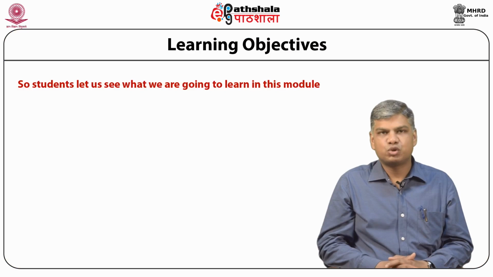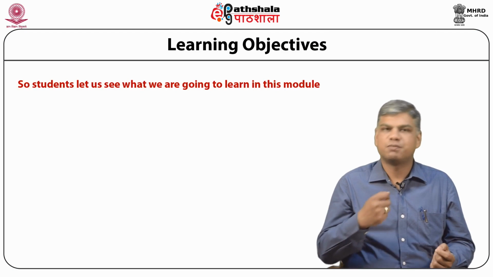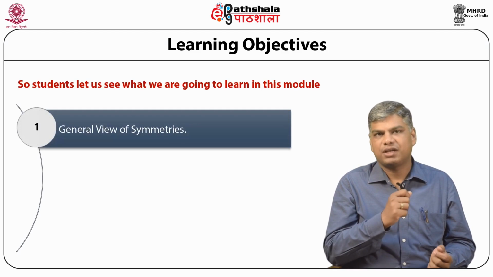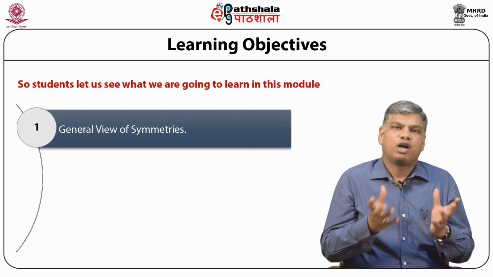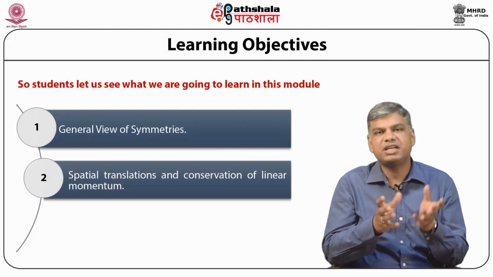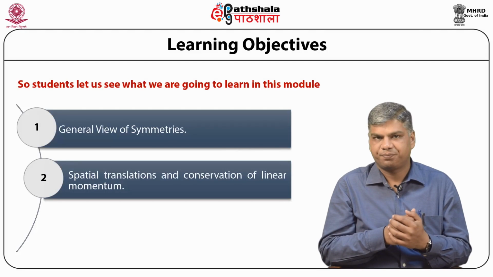Today we are going to discuss the module Symmetries in Quantum Mechanics under the paper Quantum Mechanics 1. So students, let us see what all we are going to learn in this module. Firstly, we'll get the general viewpoint about symmetries, what the different types of symmetries are and how we can understand them. Then we'll discuss spatial translations and the conservation of linear momentum.